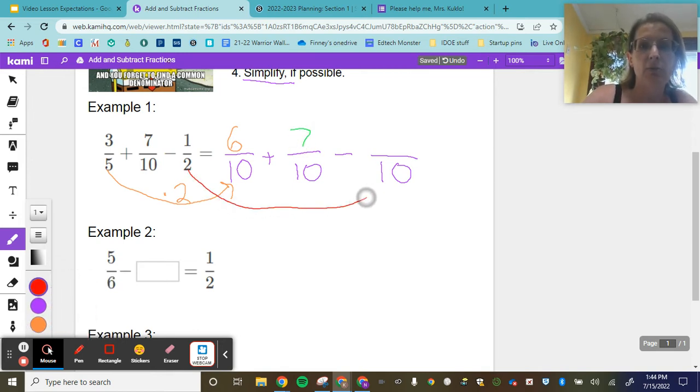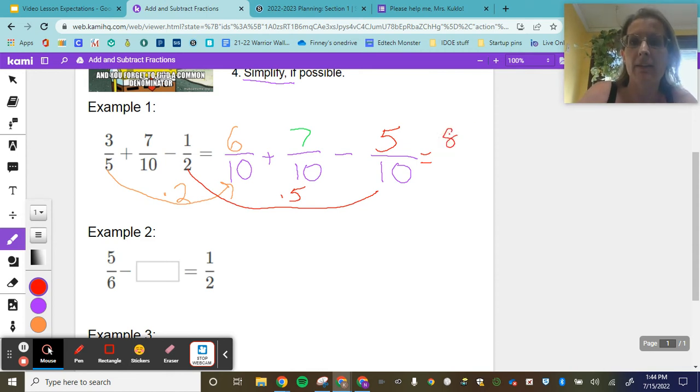And how do I get from 2 to 10? I do times 5. So I multiply the numerator by 5 also. So 1 times 5 is 5. Now I'm ready to add and subtract the numerators. So I go from left to right. 6 plus 7 will get me 13 tenths. And then 13 tenths minus 5 tenths. So 13 minus 5 will give me 8 tenths.